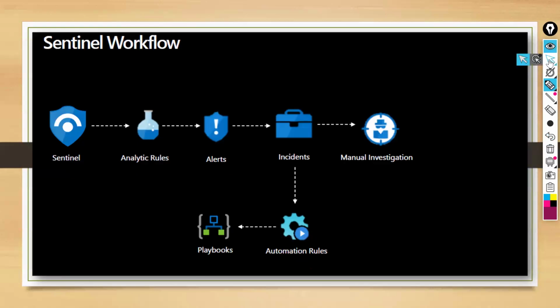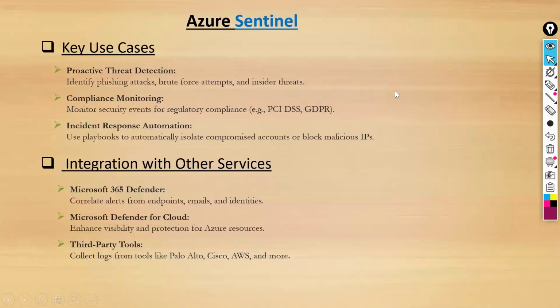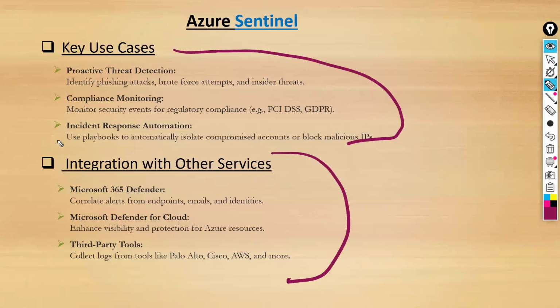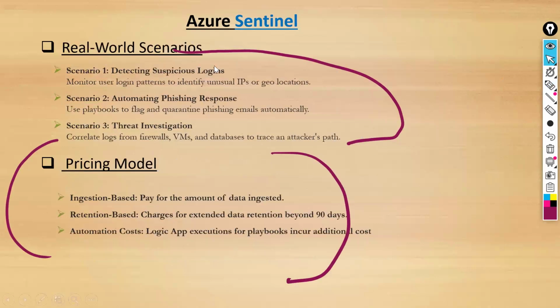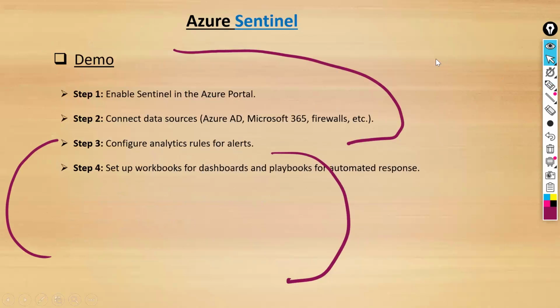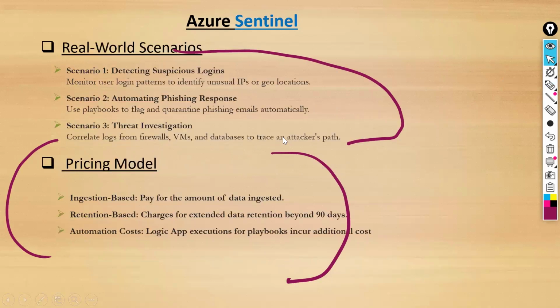Now, key uses of your Sentinel, right? What are the key uses going to be? Before that, let's do one thing. There are some post uses, post steps which we can discuss once we cover the Sentinel demo, right? Now these are integration services. I'm going to cover them here, along with real-world scenarios, right? But before that, pricing matters. Let's just discuss the pricing and then we'll come to the rest of the points, right? What is the pricing matter?